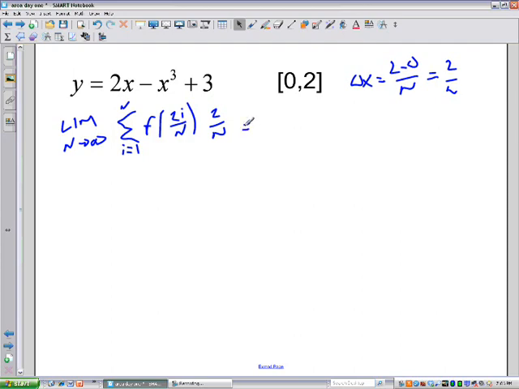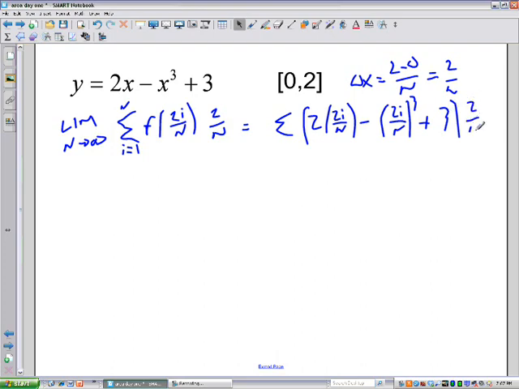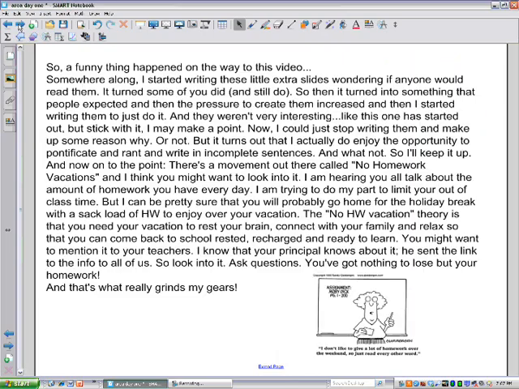And then we would go through and plug 2i over n in there, so we're going to end up with the sum of 2 times 2i over n, minus (2i over n) cubed, plus 3, all of that multiplied by 2 over n. Okay, see if you can take it from there. See how far you get. We'll pick up on that first thing when you get into class tomorrow, before we get rolling on these particular things.